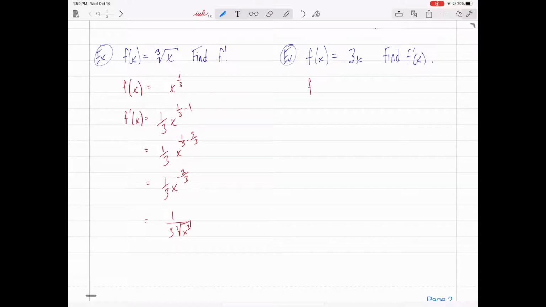Okay, next, f prime of x when you have 3x. Well, the exponent on the x is 1, so we have 1 times 3x to the 1 minus 1, which gives us 3 times x to the 0. Anything raised to the 0 power is 1, so this is just 3. So if you have a linear function, which 3x is, and you take the derivative, you're always left with the constant, and that's it.